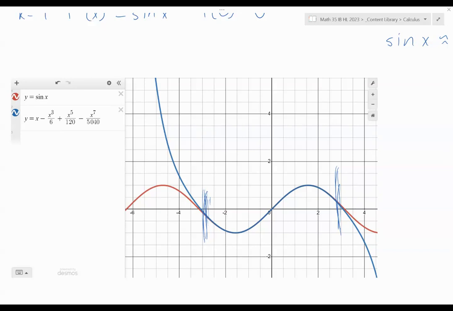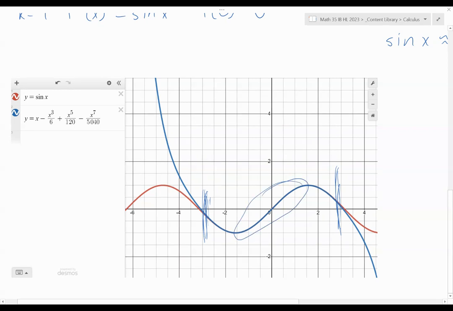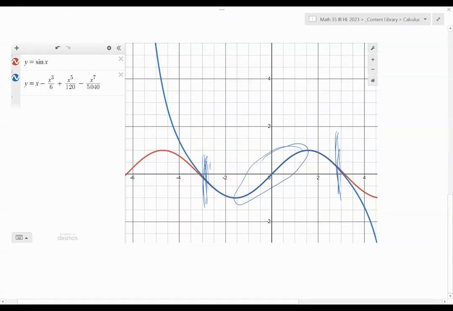So if I wanted to estimate a value, like for example, what is the sine of 3, I probably would either add another term onto this or choose a different center. If I chose a different center, I wouldn't need as many terms, but you can see that if I was predicting values in this region, this polynomial would give me a very close estimate.